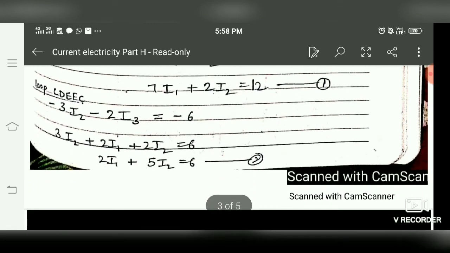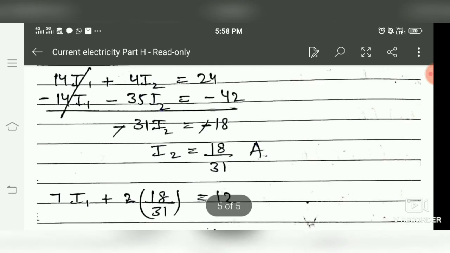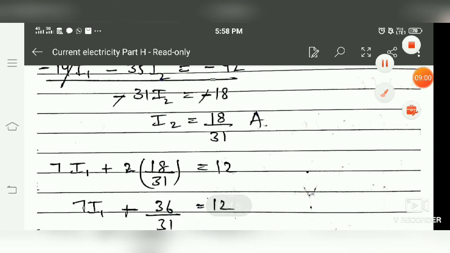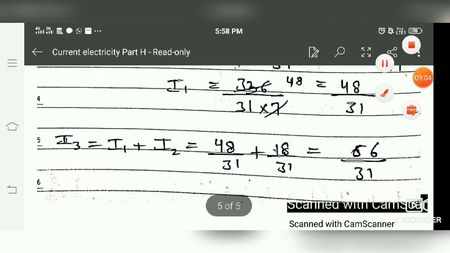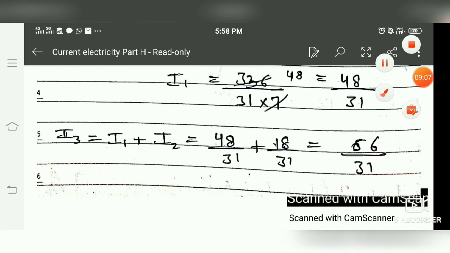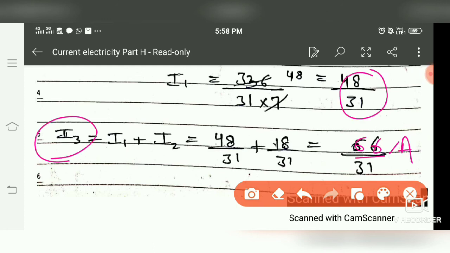By solving these two equations, we get the values of I1 and I2. That is, I2 is equal to 18 by 31 ampere and I1 is equal to 48 by 31 ampere. And I3 is 66 by 31 ampere.